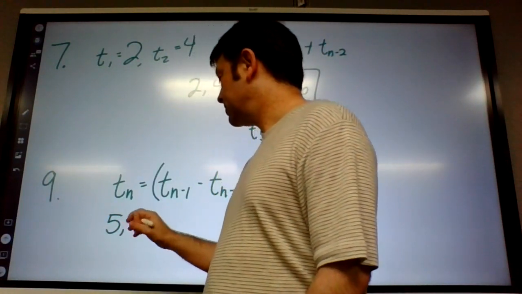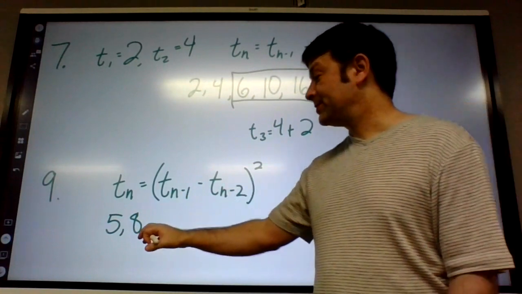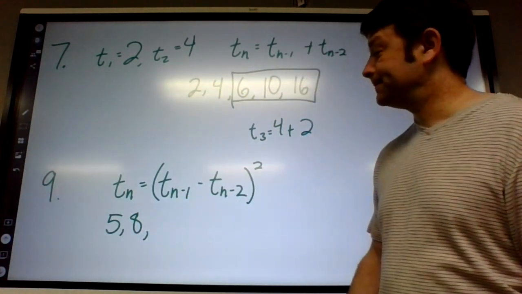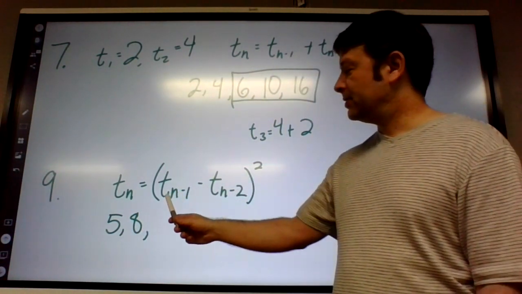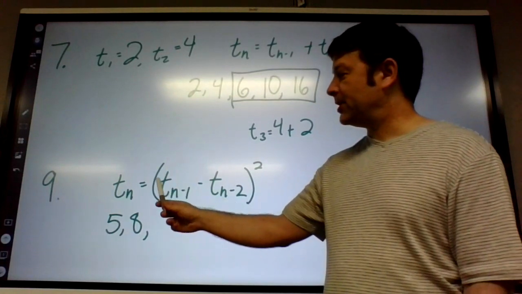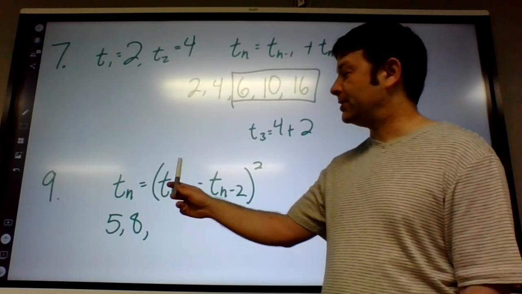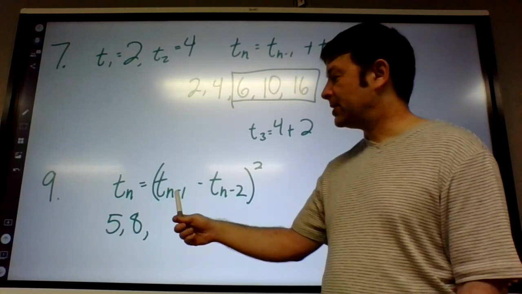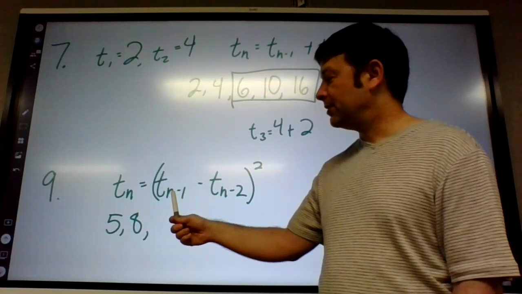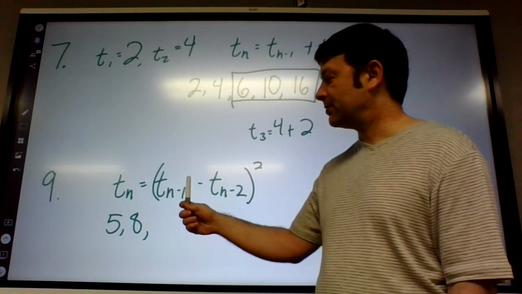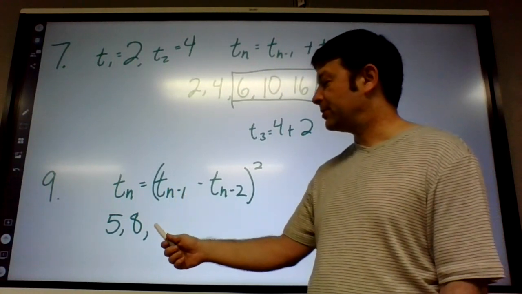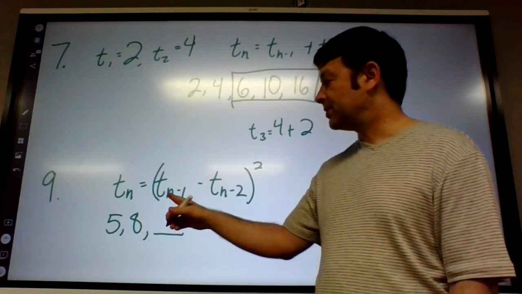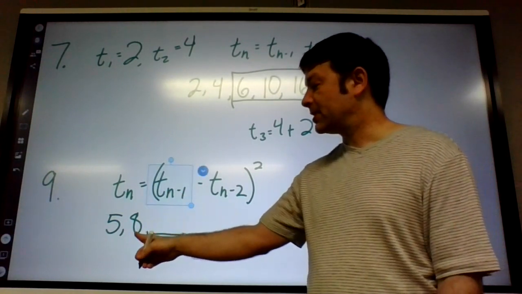Okay. So the first two terms they give us are 5 and 8. So which one are we going to use right here? We're going to use the 5 or the 8? The 8. Because this is the 3 minus 1. This is the second term. Because we're on the third term right now. So 3 minus 1 gives us the second term. The second term is 8.